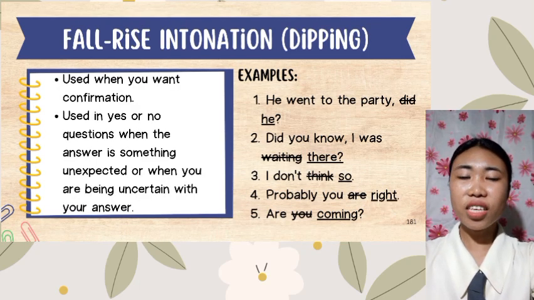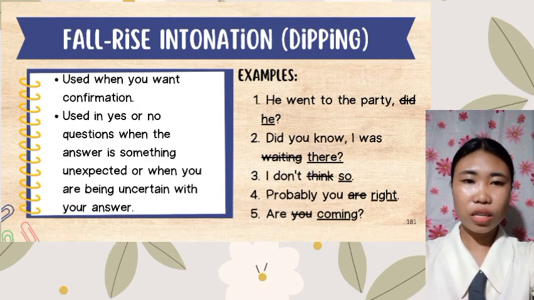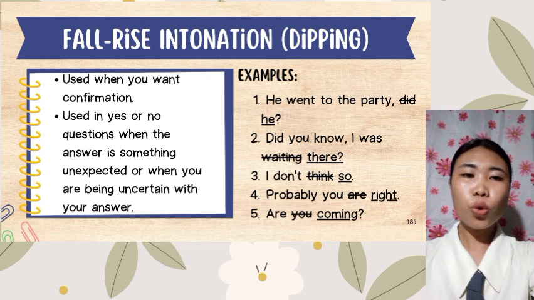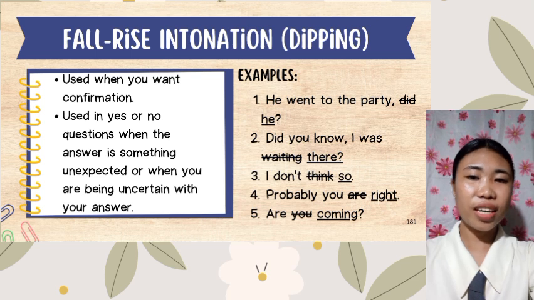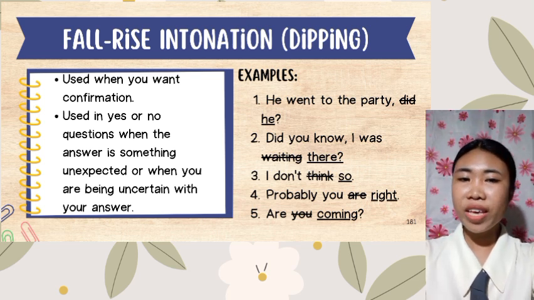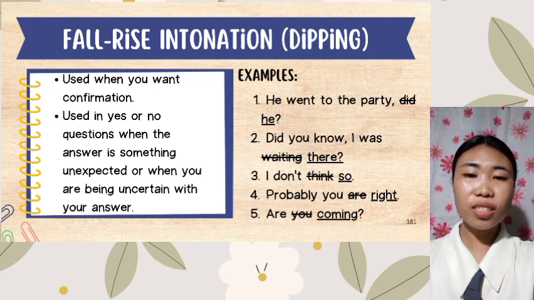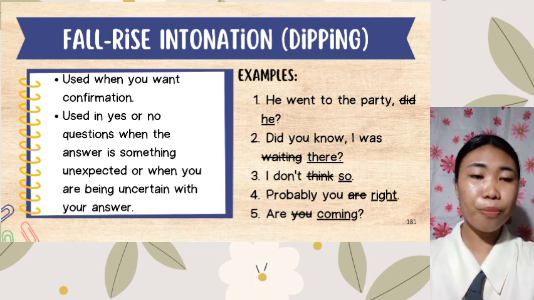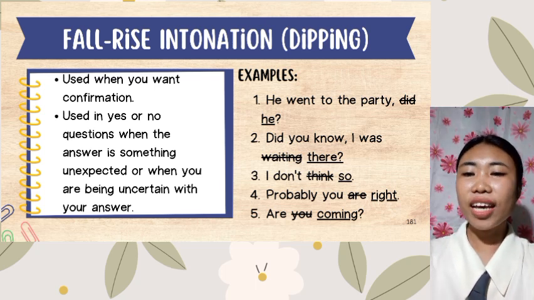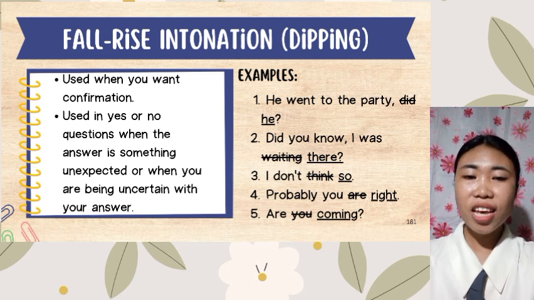The last one is polarized intonation. It is used when you want confirmation, in yes or no questions when the answer is something unexpected, or when you are being uncertain with your answer. It's a musical note that goes down and then back up again. It's a bit like a dip and a rise, creating a unique sound that adds a special meaning to words.